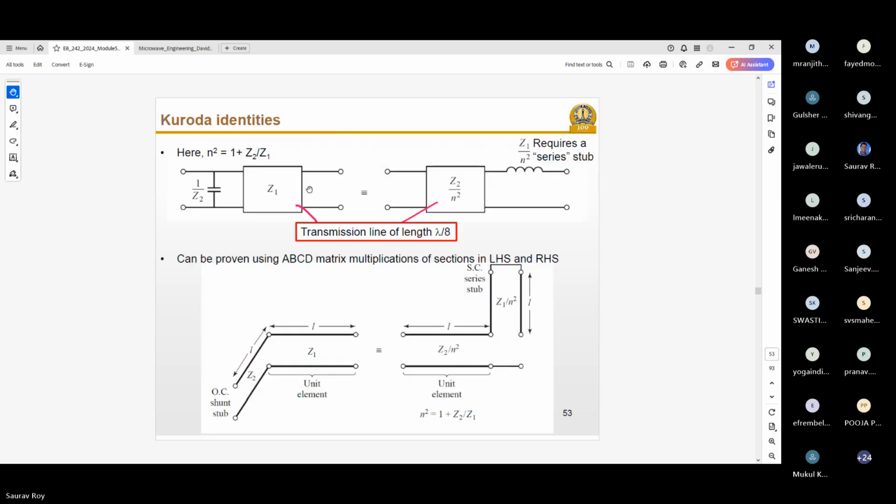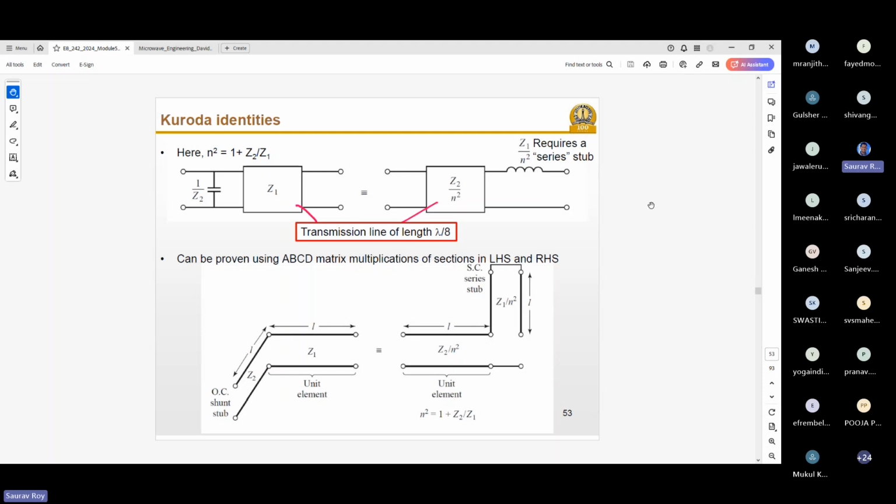Now you see here, it gives four different designs, where you can replace a capacitor with an inductor, an inductor with a capacitor, all these things. But it is actually very simple. In the first one, it says if you have a parallel capacitor connected with a microstrip line section of Z1, you can replace that with the equivalent on the right side, which is first a microstrip line section of Z2 by N squared, where N is given by the ratio Z2 by Z1, and then a series inductor.